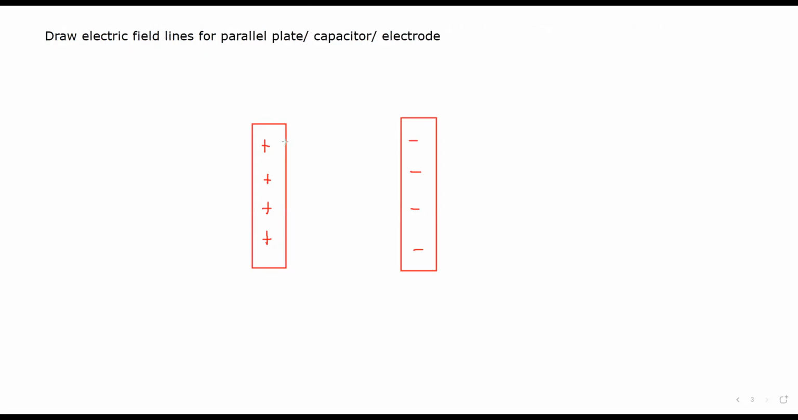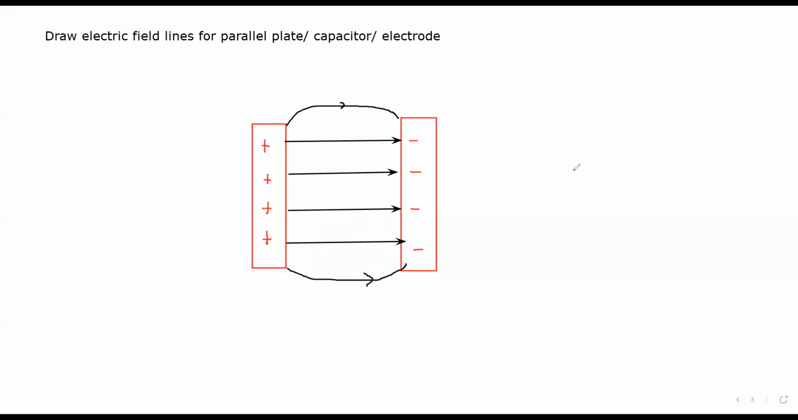So electric field lines should be straight lines from positive to negative, parallel lines from positive to negative, and equally spaced as well. I should draw them equally spaced, the same distance between the lines, because it is a constant electric field. And around the edge, it will be slightly curved. This is how we draw the electric field lines.